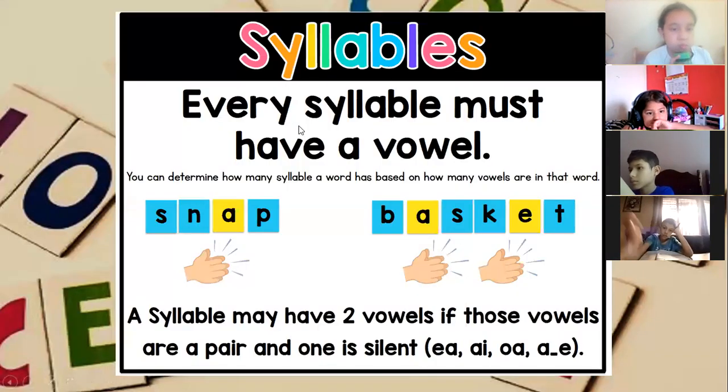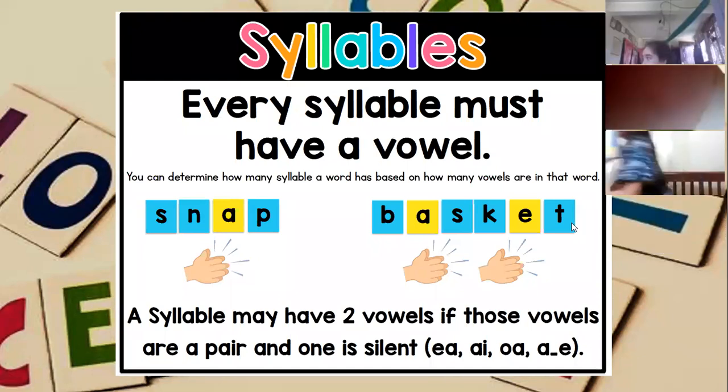Remember that every syllable must have a vowel. If the word has only one vowel sound, no matter the number of letters included in it, it has only one syllable. If you listen to only one vowel, there is only one syllable in the word.